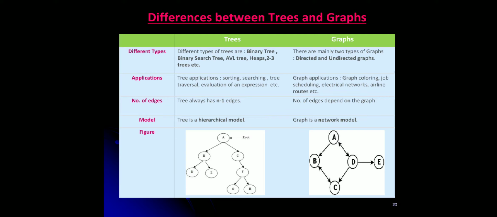Coming to the applications, sorting, searching, tree traversal, evaluation of an expression, etc. are the applications of trees. Coming to the graph applications, graph coloring, job scheduling, electrical networks, airline routes, etc. Number of edges in case of trees will always be n minus 1, where n is the number of vertices, and in case of a graph, number of edges depends on the graph itself, and a tree is a hierarchical model whereas a graph is a network model. So these are few differences between trees and graphs. So this completes unit 5.